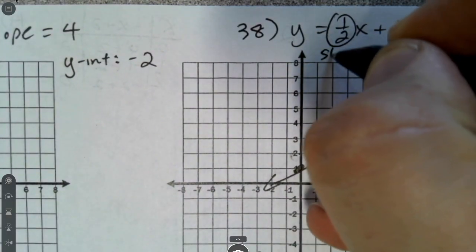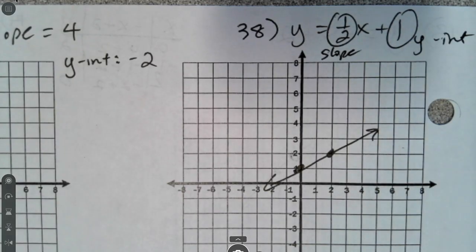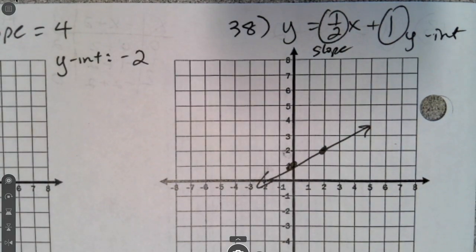So this is the slope, and this is the y-intercept. Slope is 1/2, the y-intercept is 1.